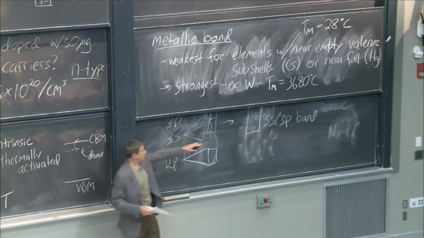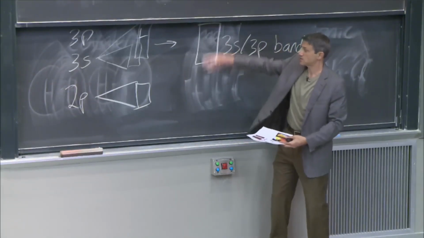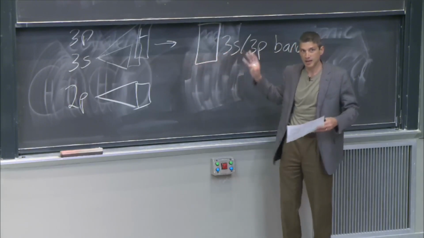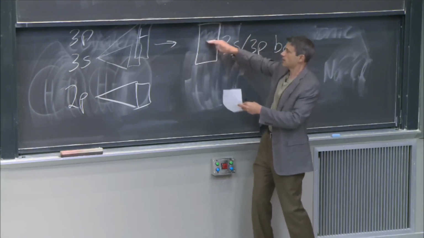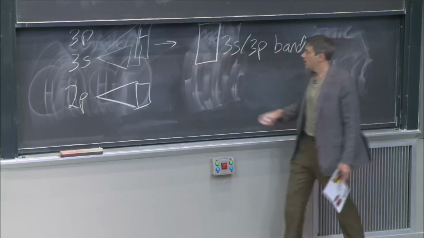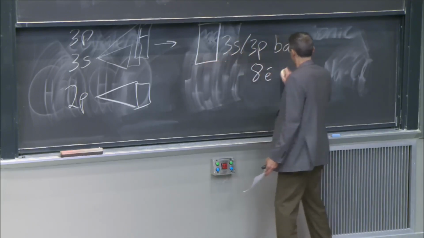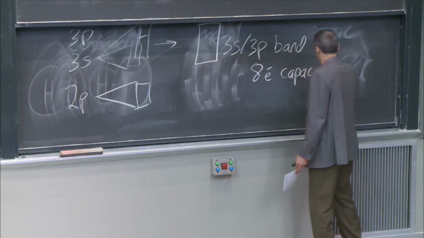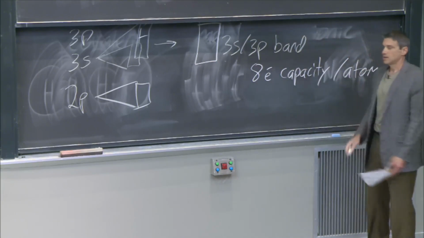Now remember, I don't need you to know how to do this. We would tell you if it does this or not, right? We talked about that. I'm not going to ask you to know how these come together. Do they form a continuous band or not? But in this case, they do for that row. And so I've got 8 electrons, 8 electron capacity in that band per atom. That's the capacity of the band.